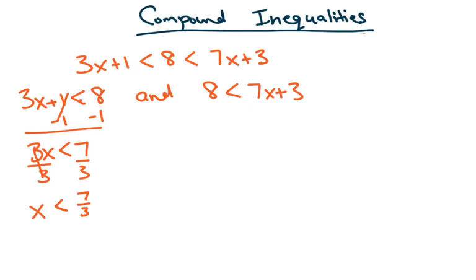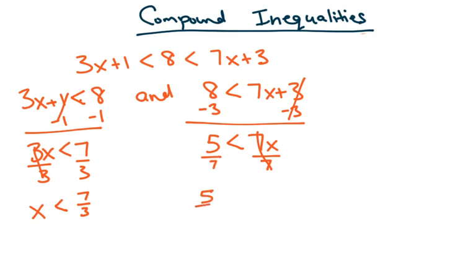Now I'll move to the other simple inequality that I have: 8 is less than 7x plus 3. I'm going to subtract 3 from both sides of this inequality as well. That leaves me with 5 is less than 7x, and then I divide by 7 to get my x by itself, and I'm left with 5/7 is less than x.